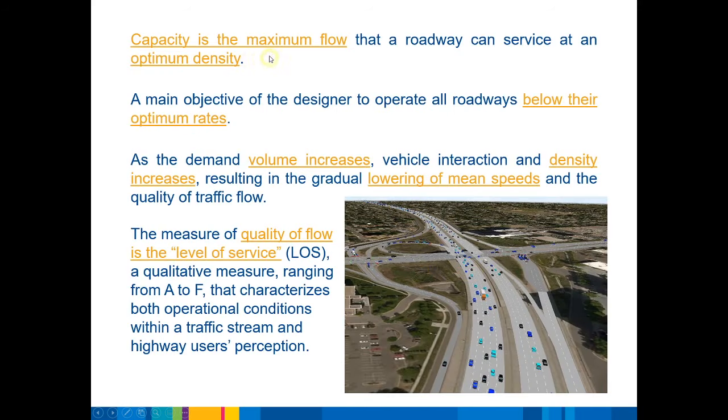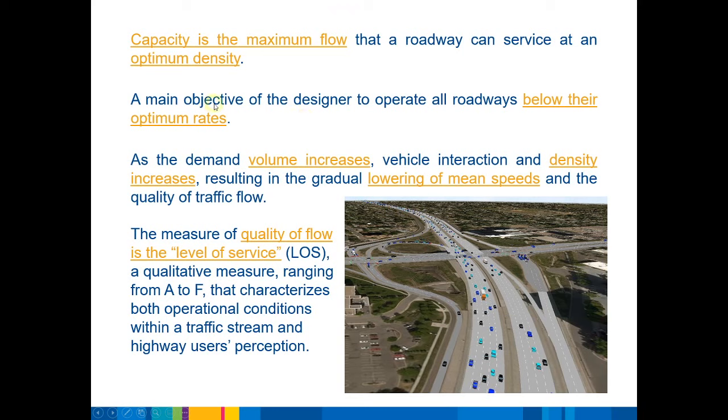So capacity is the maximum flow that a roadway can service at an optimum density. We've talked about density having different effects on the flow rate of vehicles. If we increase density, we increase flow, but if we increase density further beyond a maximum, then we run into trouble and we slow back down again. So capacity is our maximum flow for optimum density.